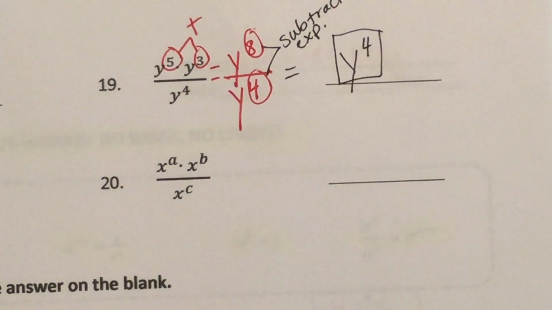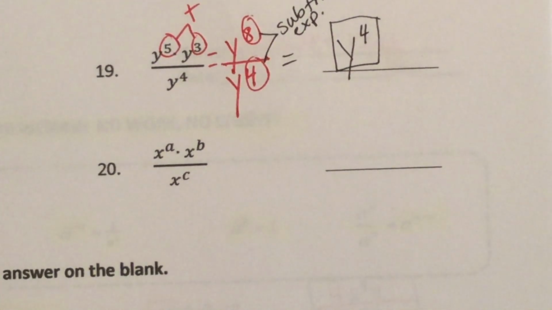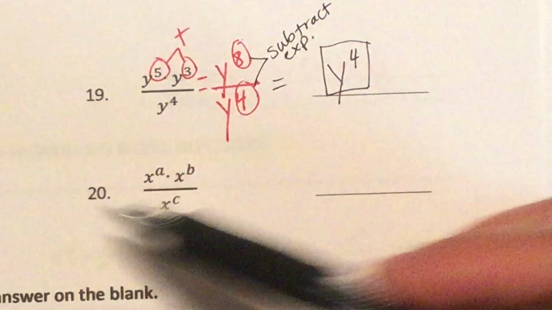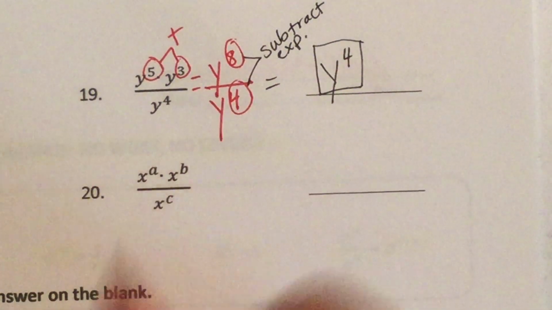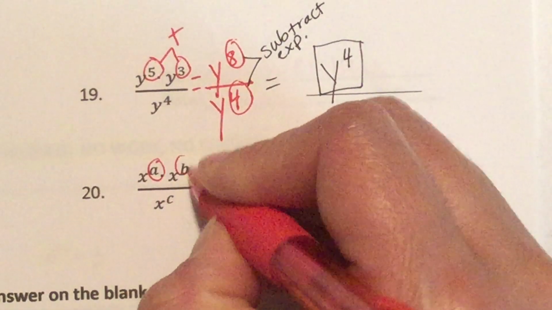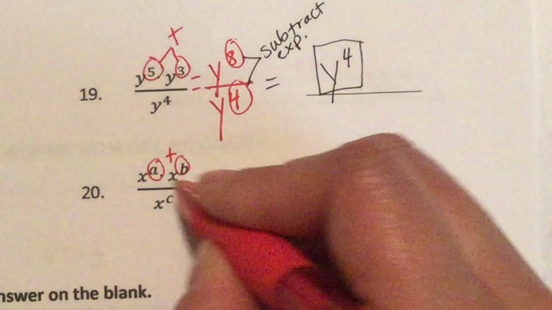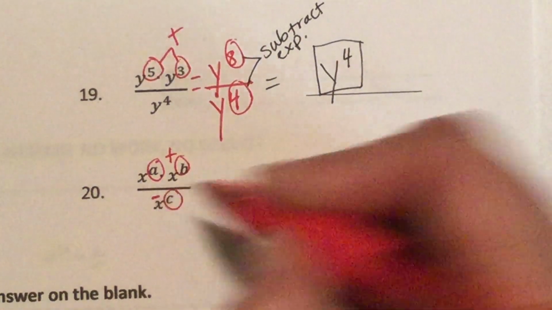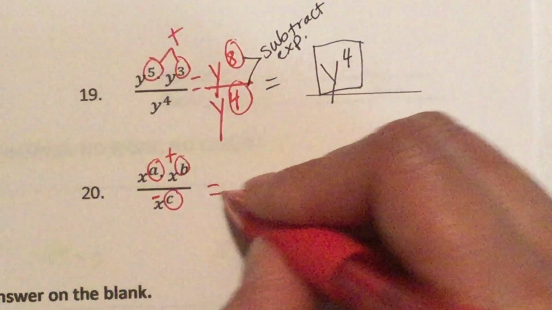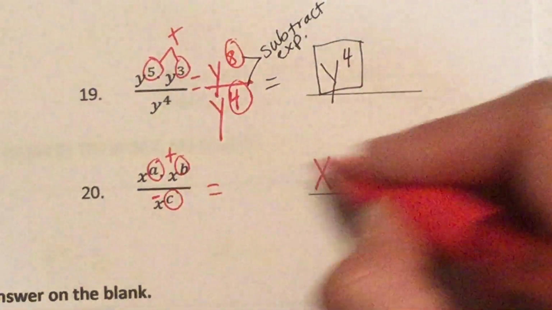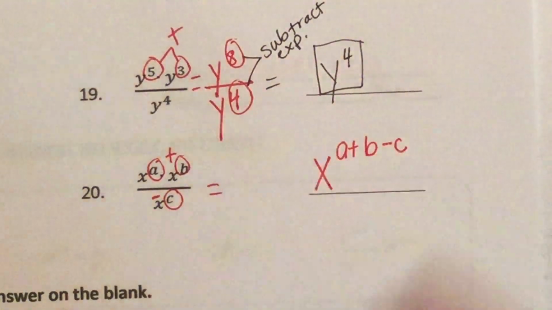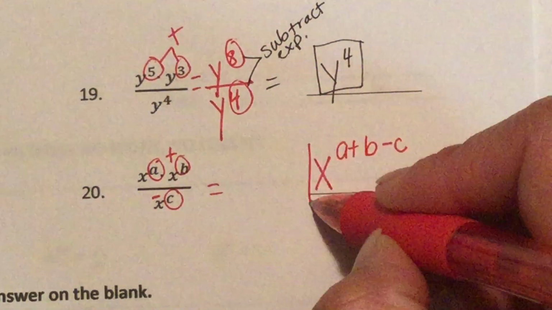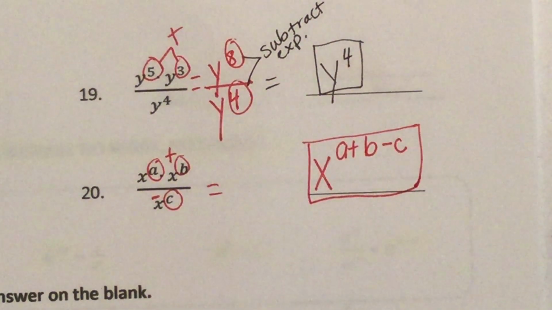All right, number 20. Now you have variables to represent your numbers, so there's two ways you can apply. Same thing, very similar to number 19. So you're going to take, when it's multiplication, you're going to add the exponents. When it's division, you will subtract the variable. So x is the base, you will add your exponents, and then subtract the denominator. So here is an example of how this applies.